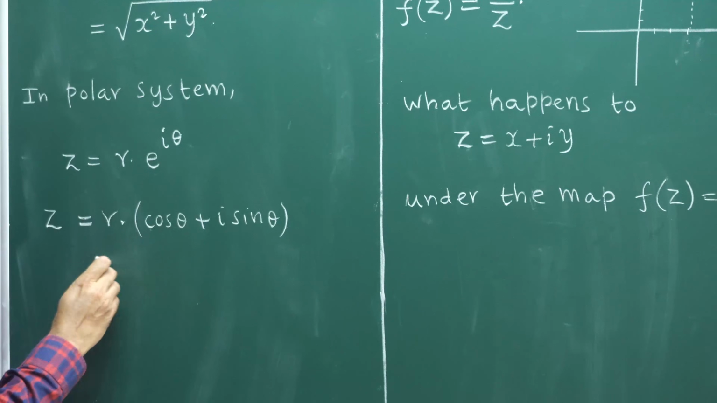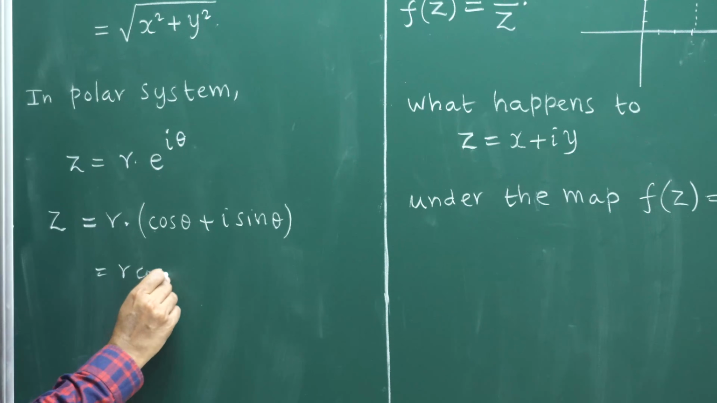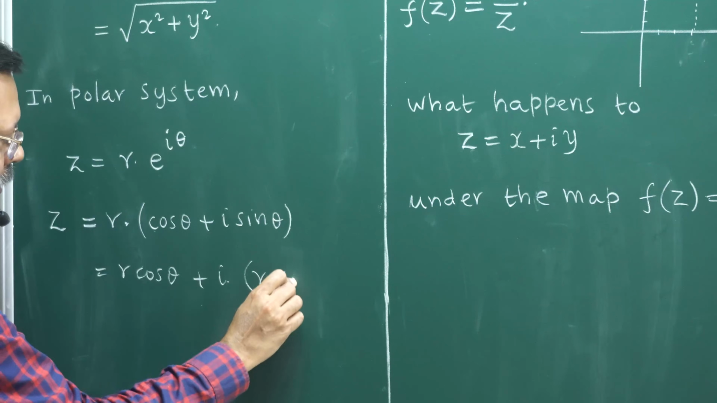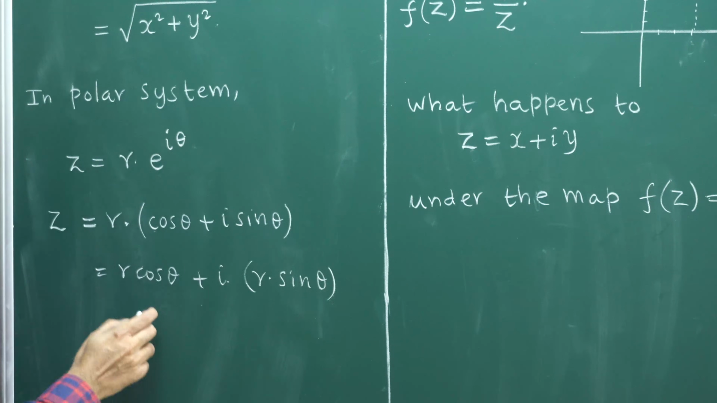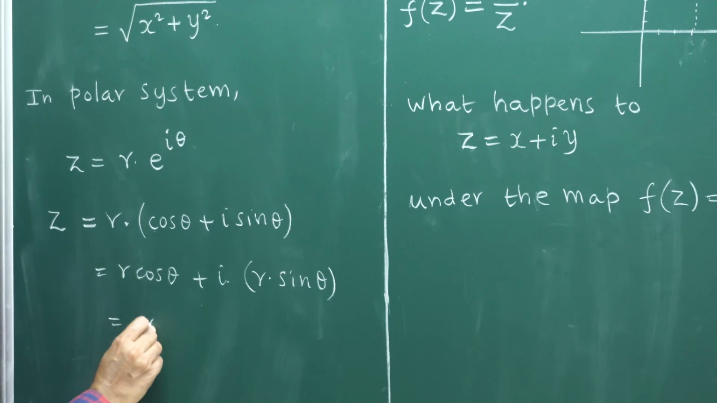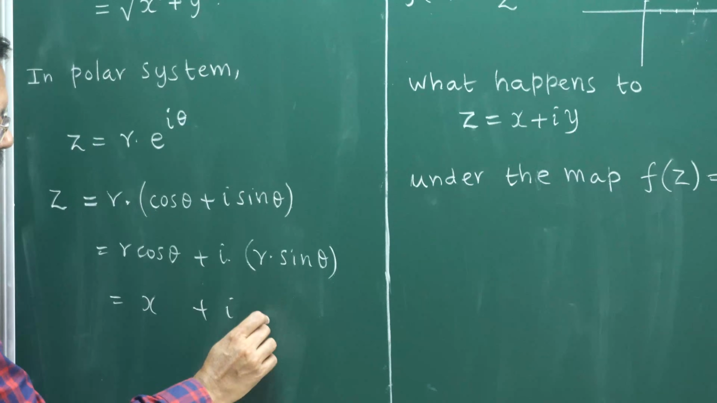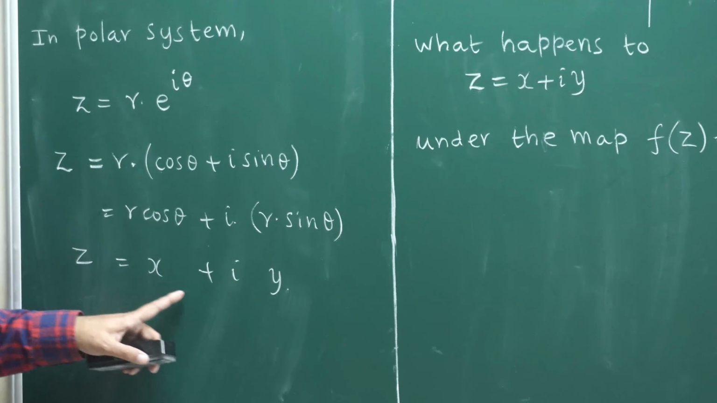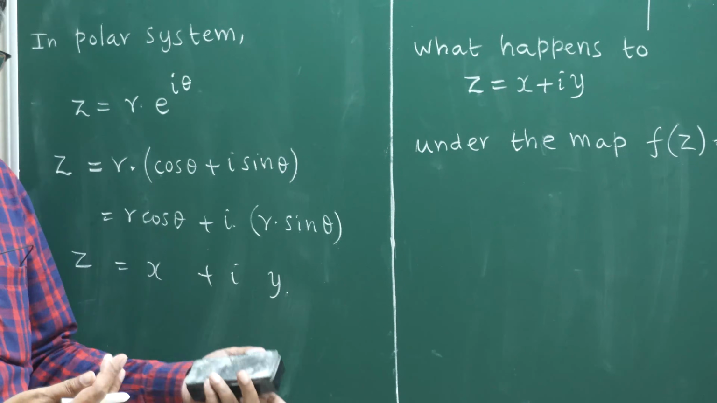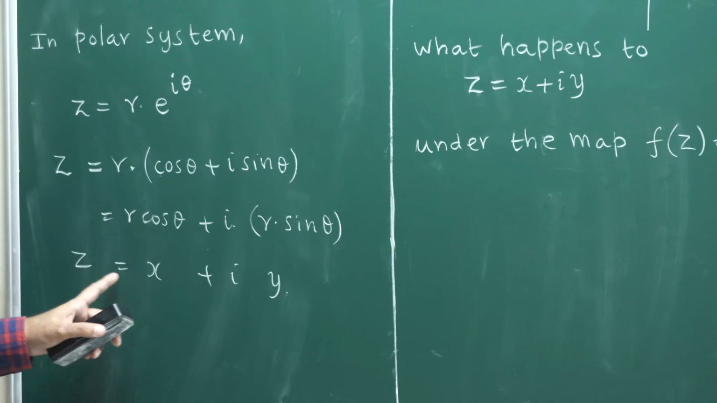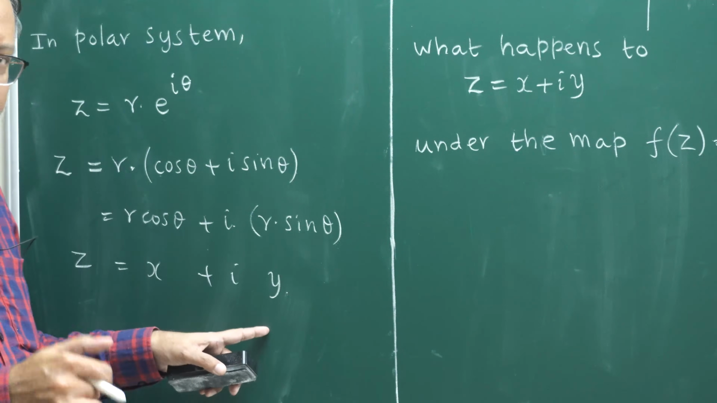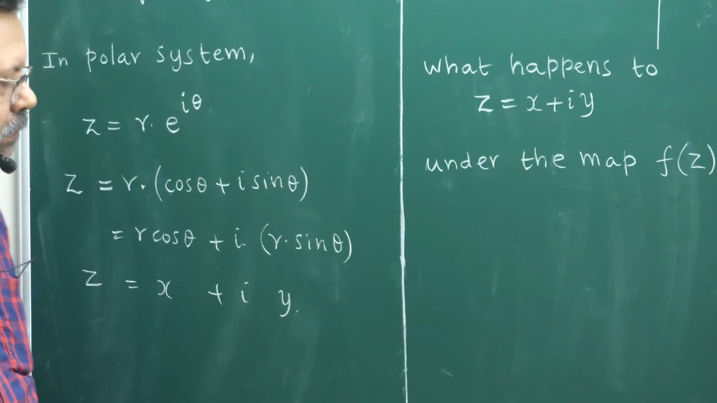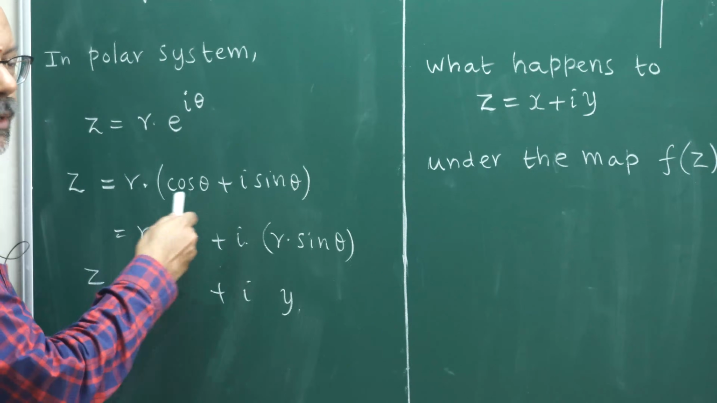So you have r times cos theta here, plus i times r times sin theta. And what is r times cos theta? x. And what is r times sin theta? y. So therefore, you again get back z equal to x plus iy. Technically, this is very well known to you. z equal to x plus iy can also be rewritten in the form r times e to the power of i theta in the polar coordinate system because of Euler's formula.